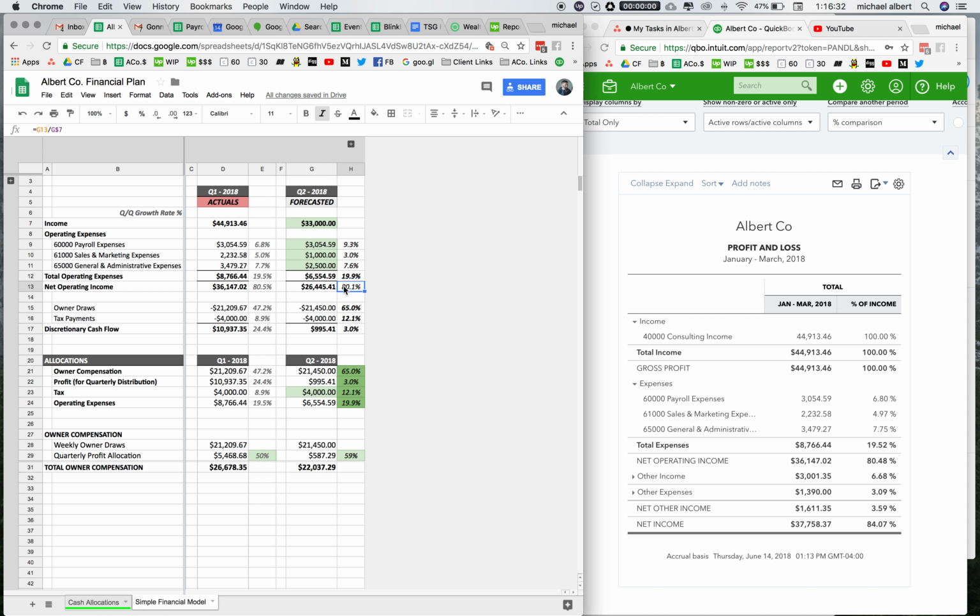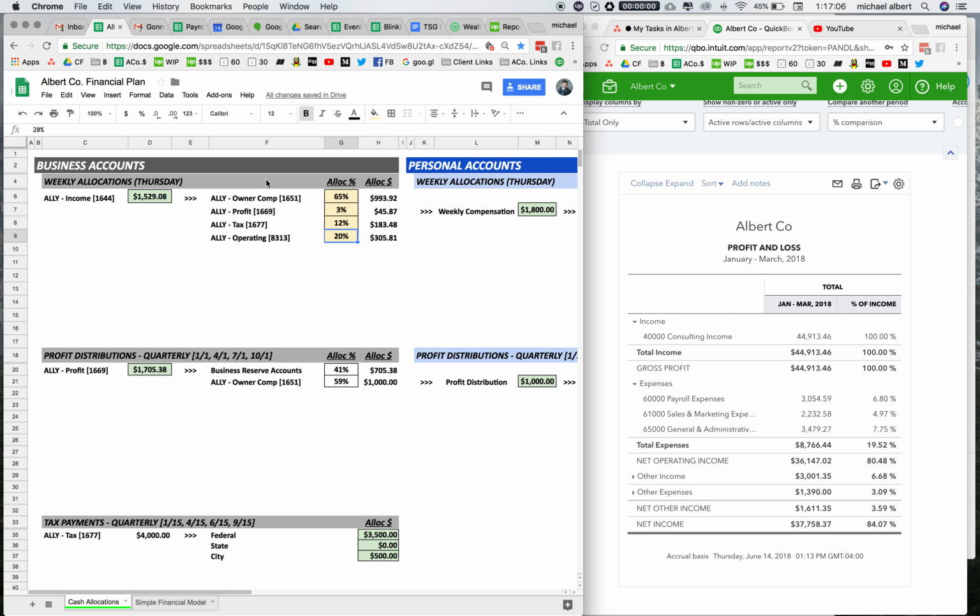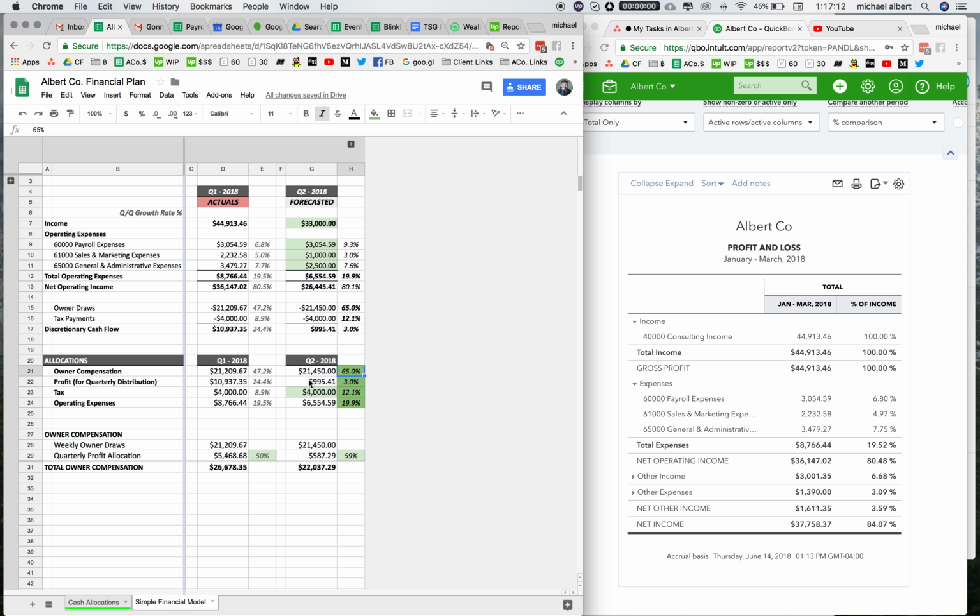From there, basically, I've got about 80% or $26,000 of which I would call total discretionary cash flow. So from there, I get to decide what happens with that 80%. So first thing, I would like to take about this much compensation from a weekly owner's draw standpoint, which comes out to about 65%. Okay, so 65% of each dollar that comes in is going to go to that account.